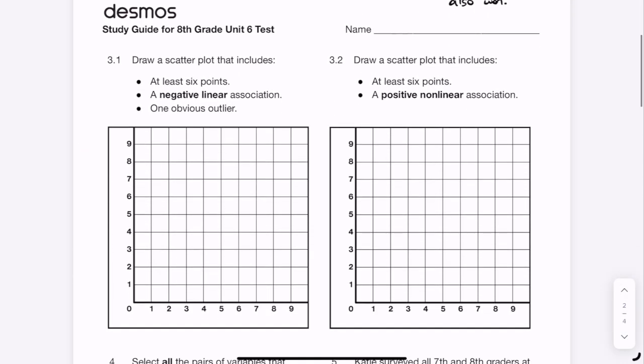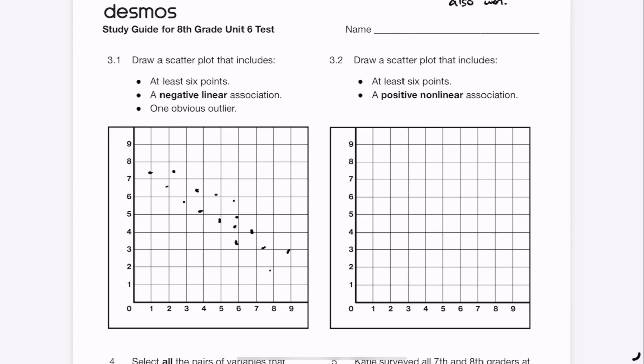All right, question 3.1. Draw a scatter plot that includes at least 6 points, a negative linear association, and one obvious outlier. So we need a scatter plot, so we don't have a line, we just have points. And the points are going to be generally going in a negative direction. So the points are going down, and also generally linear.